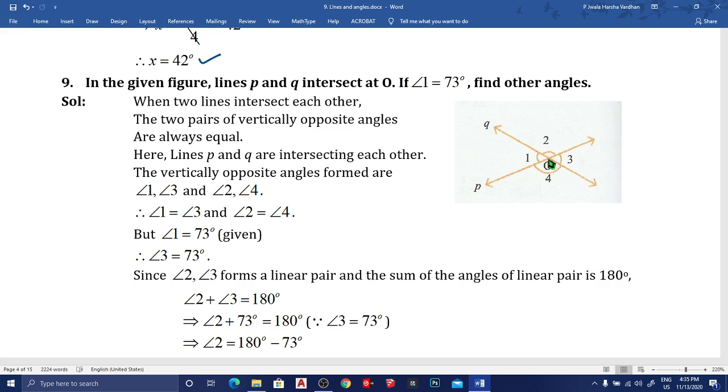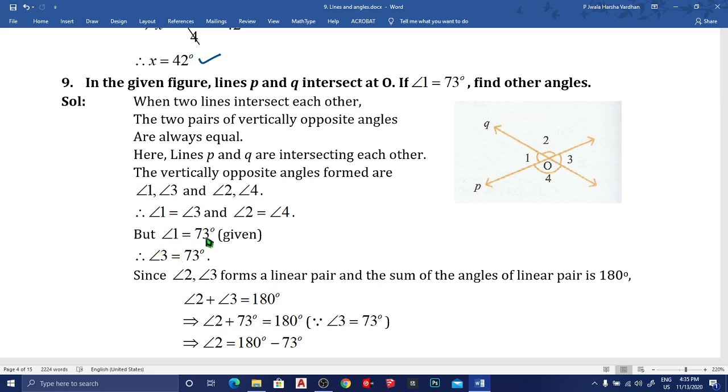Here also, these two angles form a linear pair, because this is a straight line and the sum of these two adjacent angles is 180 degrees. Angle 3 plus this angle y is equal to 180 degrees. Here also you can find the second angle. So the vertically opposite angles formed are angle 1 and angle 3, and angle 2 and angle 4. Angle 1 is equal to angle 3 and angle 2 is equal to angle 4. Like this you have to write the steps.